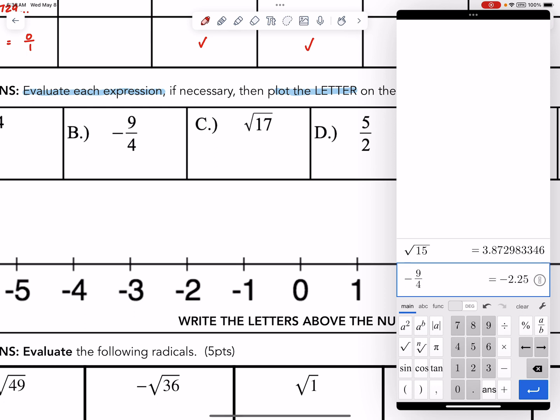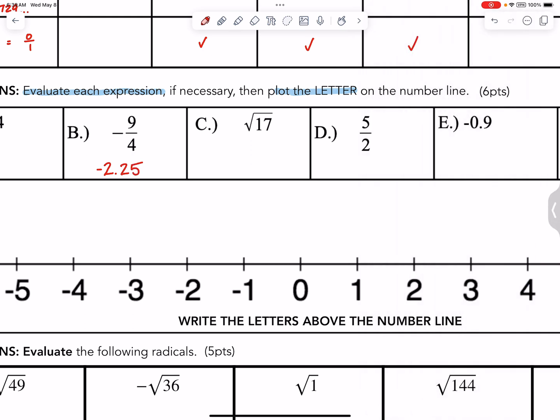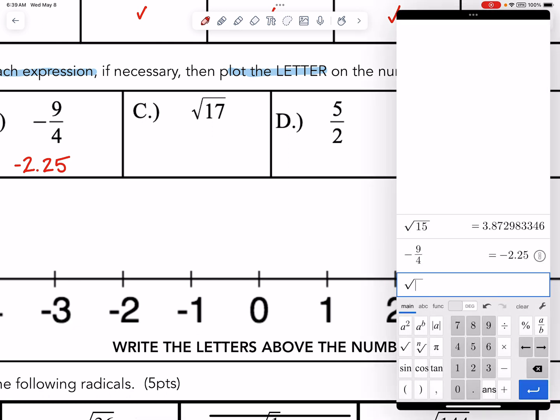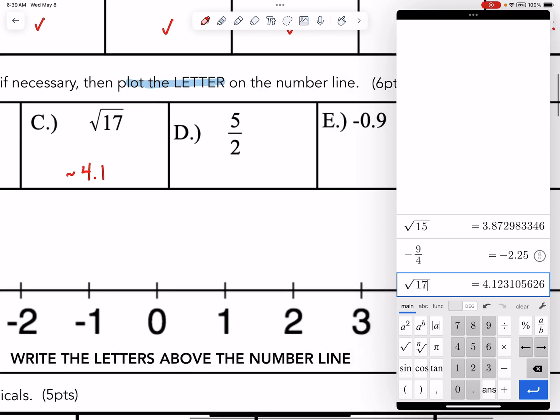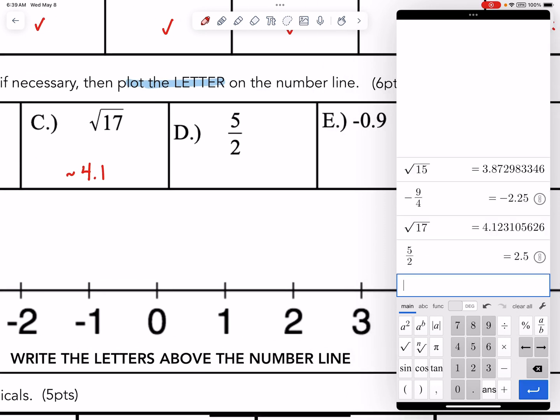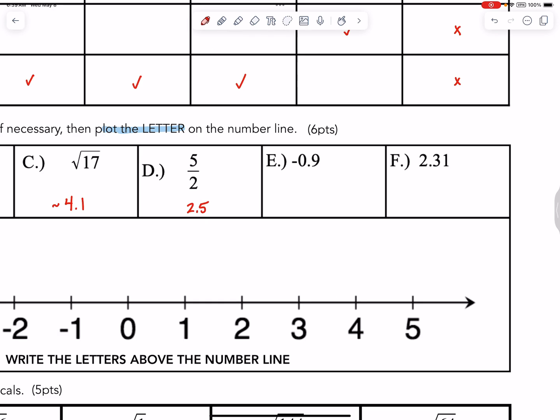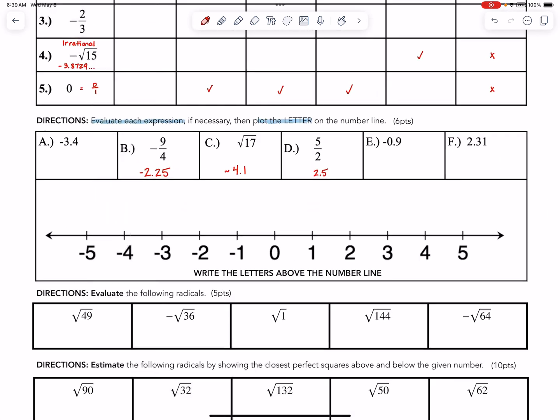in your head, and your first step is going to be to actually record your simplified expression or your evaluated expression. Square root of 17, so I'm going to say square root of 17, and I'm just going to round to the nearest tenth, so 4.1, because we're just plotting things. So it's approximately that. 5 halves, 5 divided by 2, 2.5, and then negative 0.9 is there, 2.31 is there. Okay, so we have enough information to go ahead and plot these.